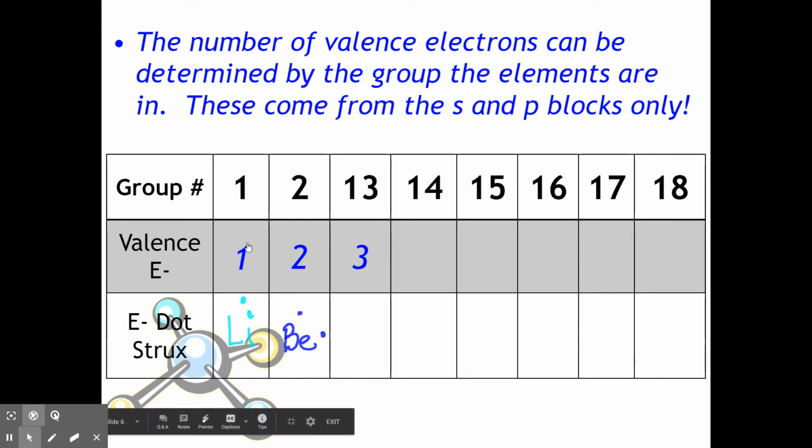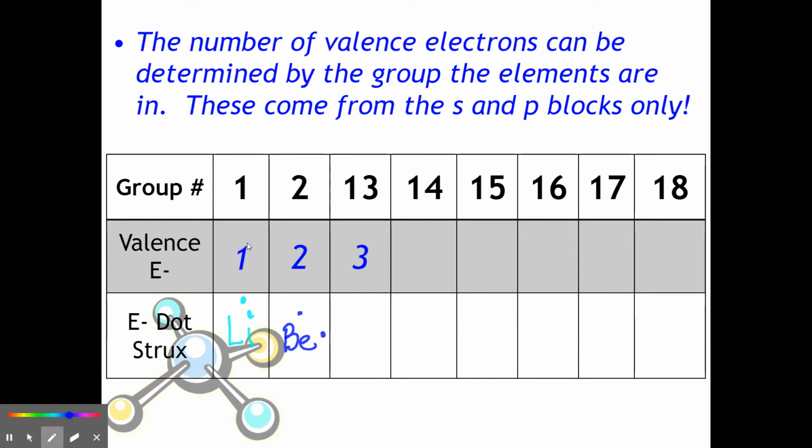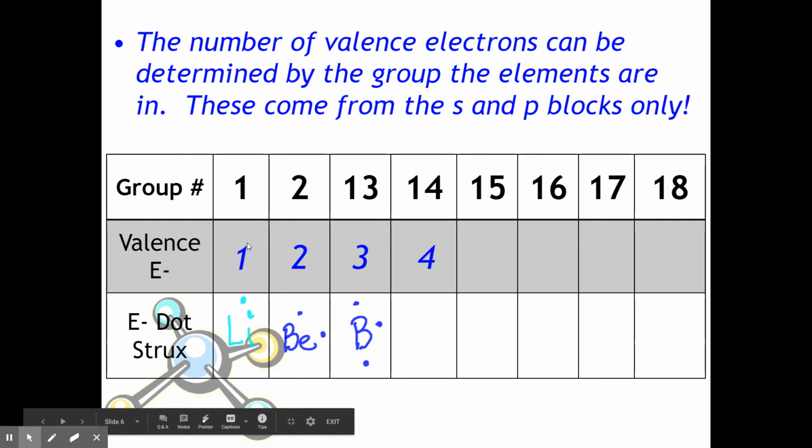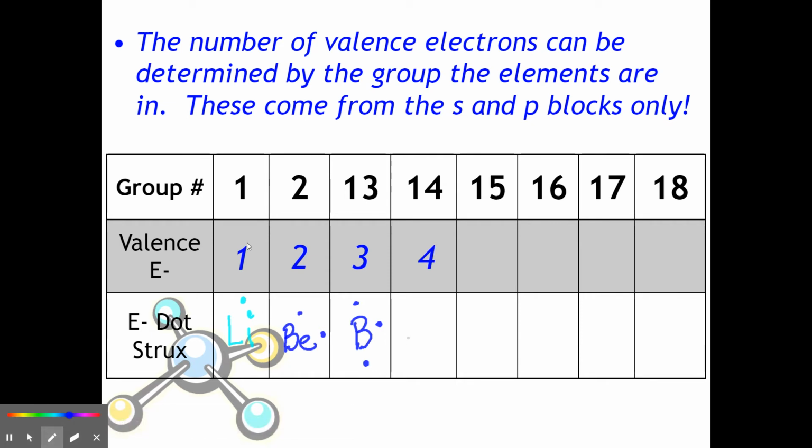Group 13, so again, we skip the transition metals, go to 13. Group 13 has three valence electrons. So that's like boron, aluminum. They have three dots. Group 14 has four valence electrons or four dots. So that's like carbon, silicon.